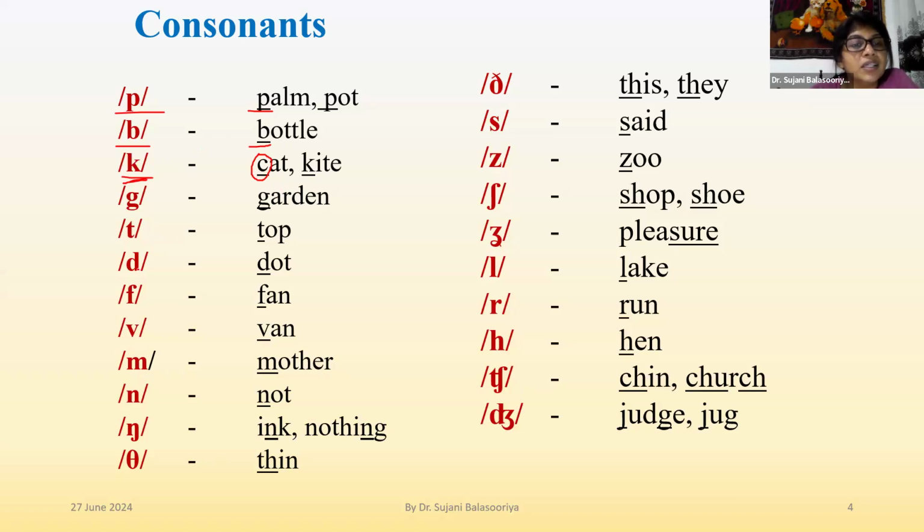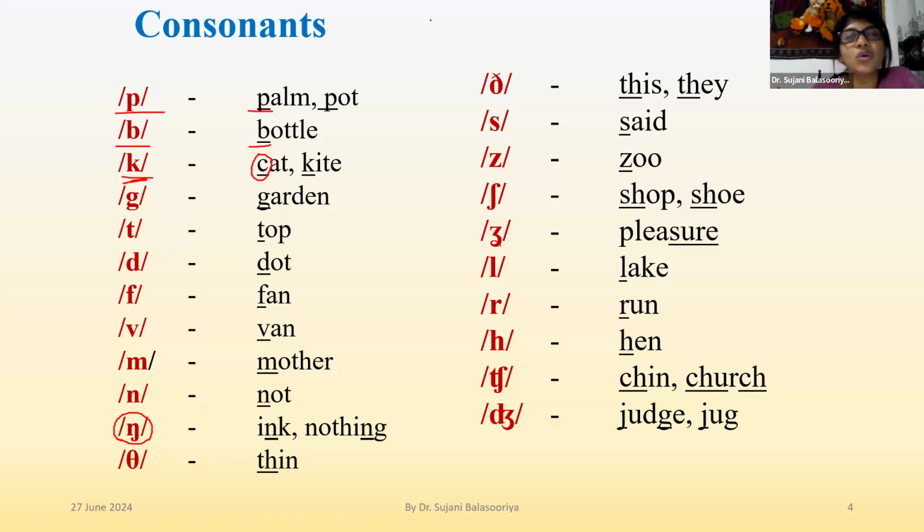And g, t, d, f, v, m, n are familiar, because they are the same as the letter. And here you have another unfamiliar symbol. If you have not learned phonetics and the classification of consonants, these may be unfamiliar to you. If you have already learned, no issue. I hope you remember. Now, this is a somewhat unfamiliar symbol, but the sound is familiar to you. You get this sound in the middle of the word ink, and nothing.